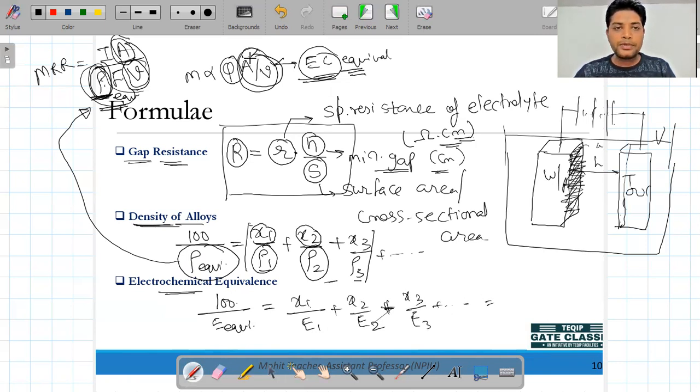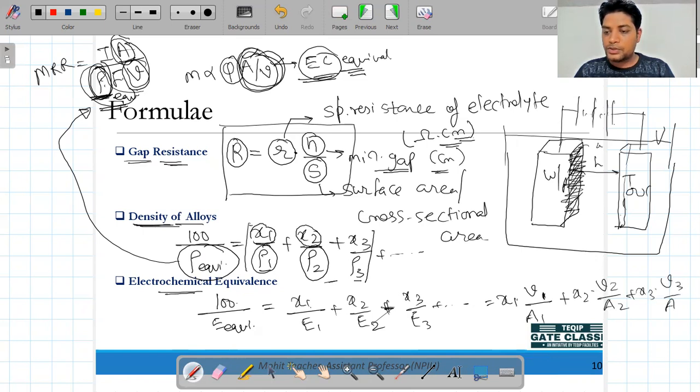Now E value is representing what? A by V. So like this you can also write this equation: A1 by V1, so V1 will move to the numerator part. So this will be x1 into V1 by A1, x2 into V2 by A2, and x3 into V3 by A3. Like this we can make it, and this is how we calculate the value of E equivalent.